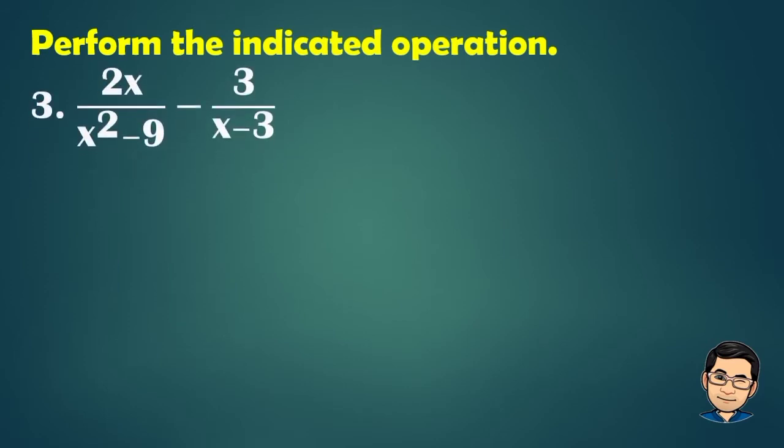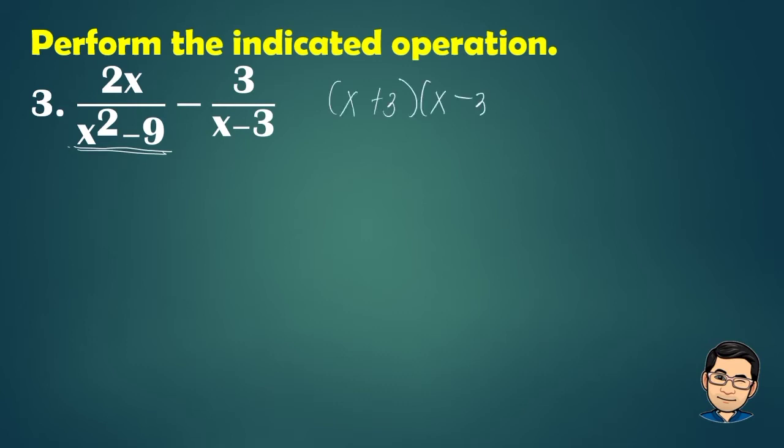Next, subtraction naman. So, 2x all over x squared minus 9 minus 3 over x minus 3. So, yung x squared minus 9, factorable siya by difference of 2 squares. So, kung ifa-factor natin x squared minus 9, factors niya is x plus 3 tsaka x minus 3. And then yung isa, x minus 3. So, meron siyang common factor na x minus 3.